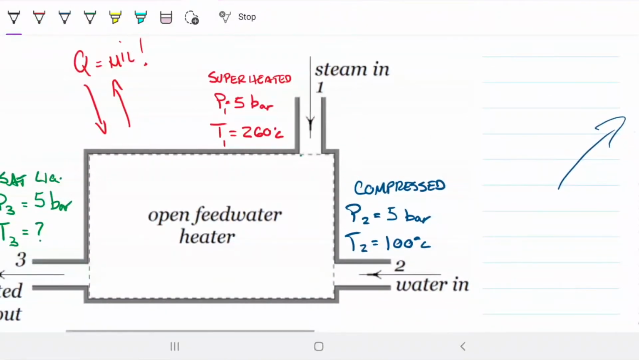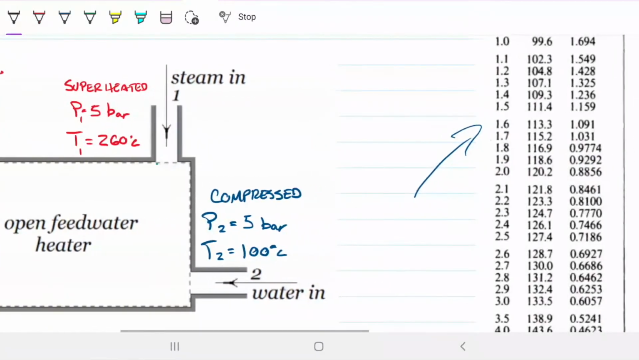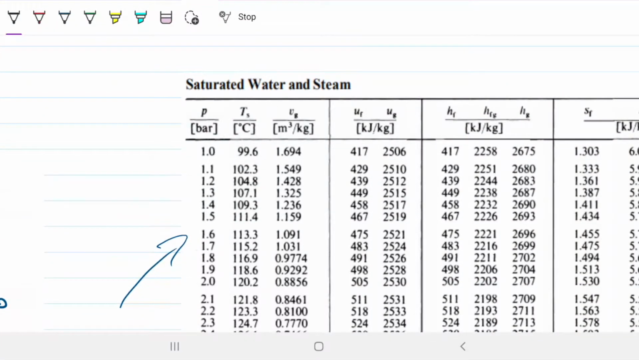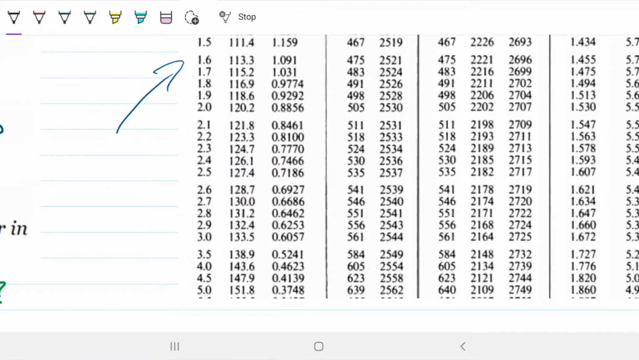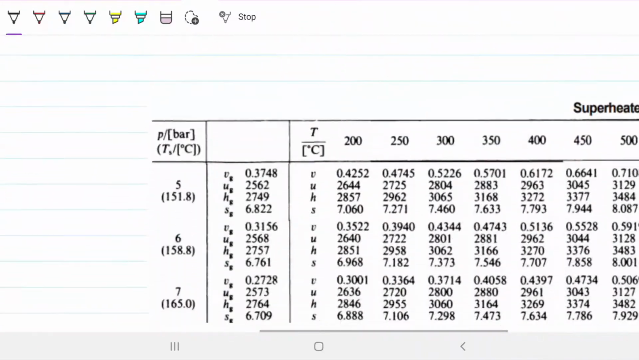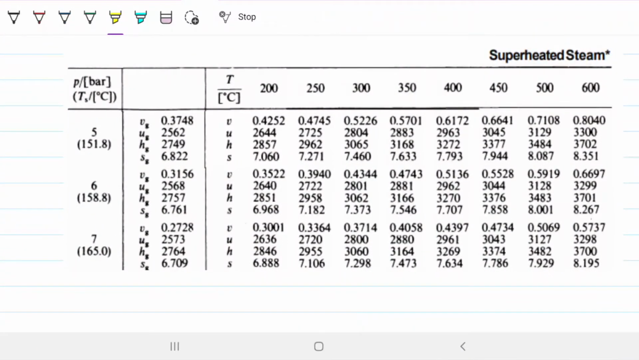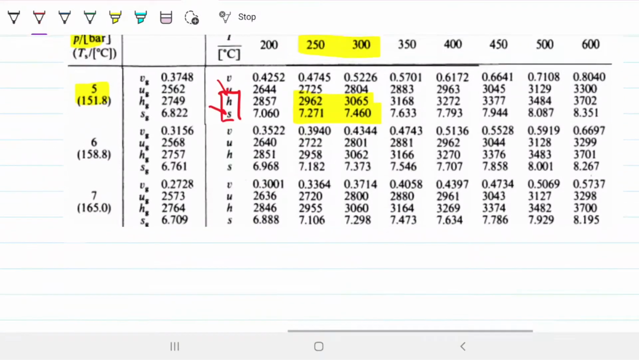Let's start with the first one. It says it's superheated. Okay, we can be sure, we can look at the 5 bar for the saturated one. So saturated, 5 bar, and the saturated temperature is 151. Ours is 260, so indeed superheated. Now I'm looking at 5 bar, and I want 260. So I want something that's between these two values here. I'm going to grab these because we need to find enthalpy, but also entropy for later. So I'm going to have to interpolate between those values.